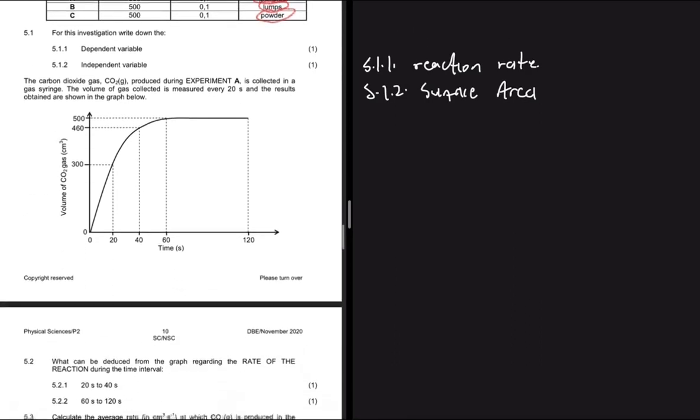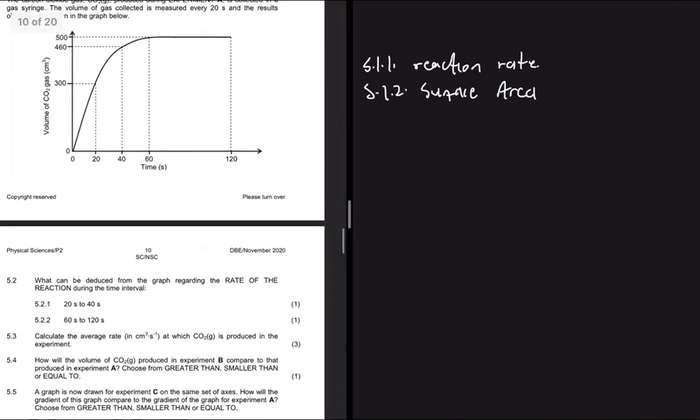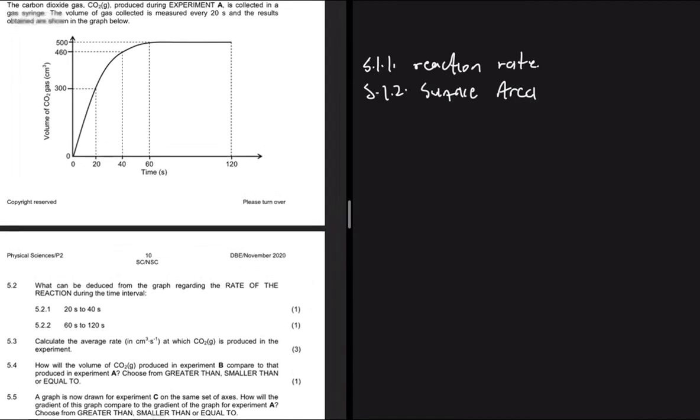rate. And then it goes on to say the carbon dioxide gas, CO2, produced during experiment A is collected in a gas syringe. The volume of gas collected is measured every 20 seconds, and the result obtained is shown in the diagram below. And then we can see the diagram clearly. And then we have 5.2 and 5.2.1.